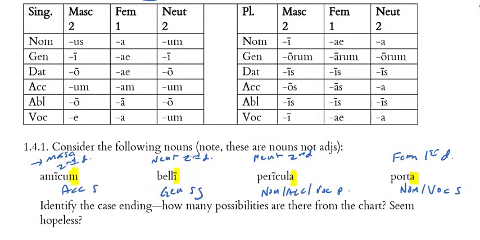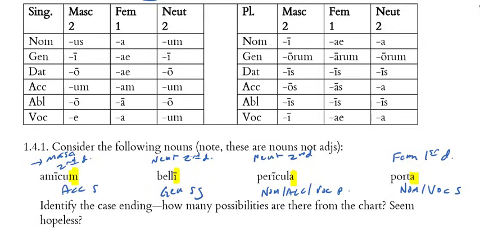Now, let's say that Dr. Marshall didn't give you the gender and declension pattern like I did. How would you go about trying to determine the gender of the noun if you didn't already know it? And here is where learning your lexical forms, the dictionary form, and the genitive case ending that goes with it really matters.